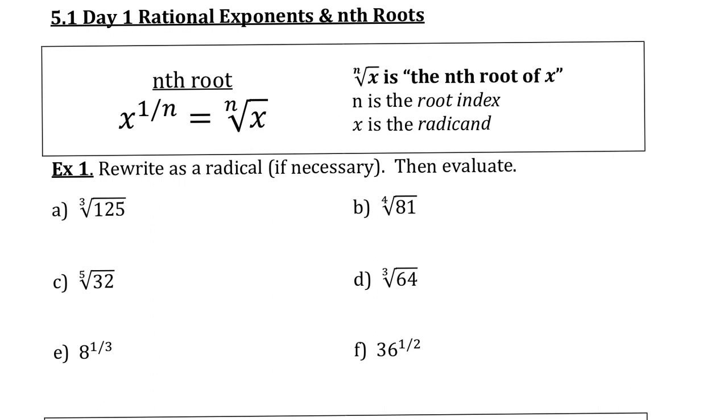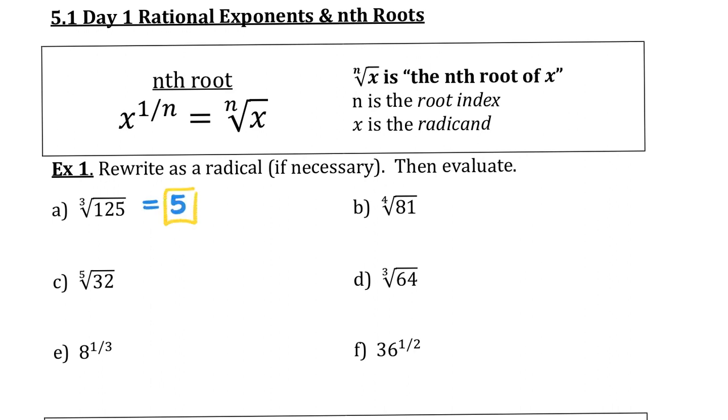Okay, we're going to evaluate these radicals. We will rewrite them as radicals if necessary, but we're also going to learn about nth roots. So if I look at A, it says the third root of 125. If you're doing a square root, you're thinking about what you square to get the radicand. If we're doing a third root, we're thinking of what we cube to get 125. I'm going to tell you the answer and then I'm going to show you why. The third root of 125 is 5.